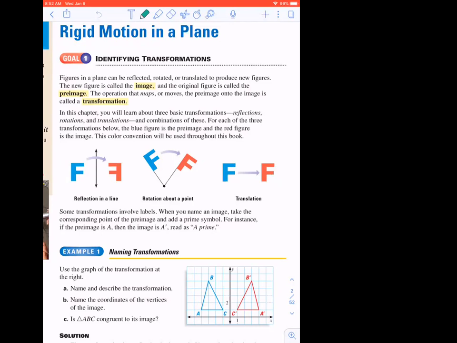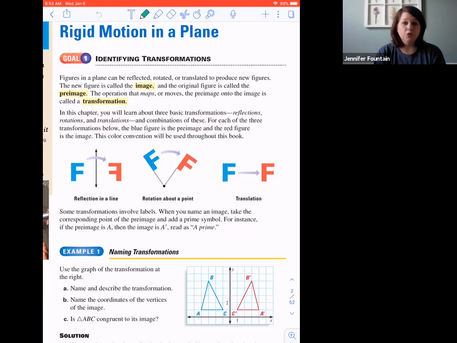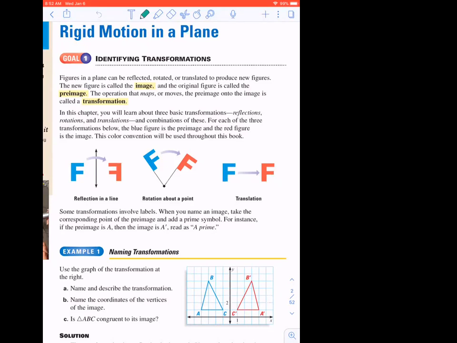What's the second note? The transformation is the operation that blank maps or moves. Is that what you're talking about, where it says maps or moves the pre-image onto the image? Yes, ma'am.